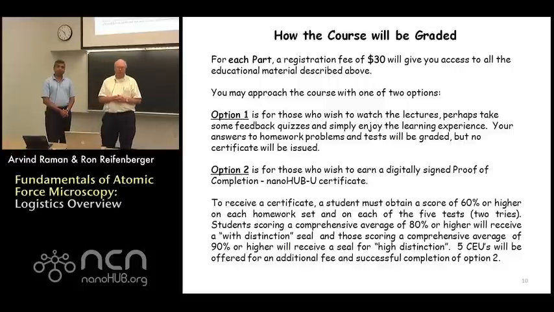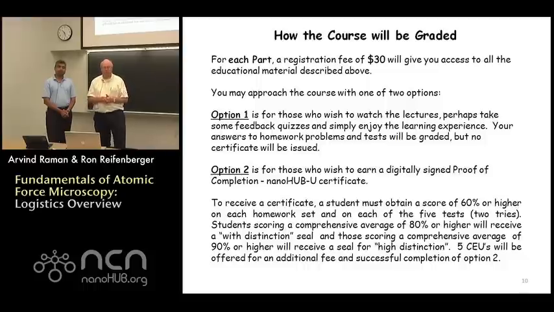Option 2 is for those of you that are maybe in a more structured program. Possibly you're taking this course in conjunction with some other nanophysics or nanotechnology course at your own university. Maybe you're working in industry and you have to satisfy continuing education requirements. And for those of you that are interested in option 2, there will be a nanoHUB University certificate issued by Purdue University at the completion of this course, which indicates to anyone that you successfully completed it.